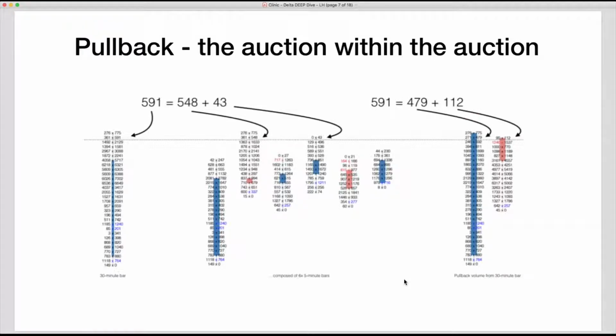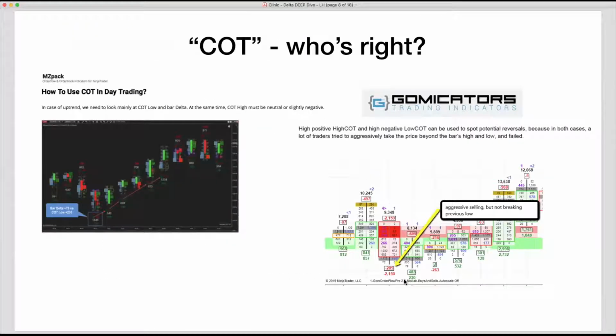So how can we work with this pullback delta? Well, these two vendors who are misusing the COT phrase can't agree on how to use it. MZPAC is saying that if we're in uptrends, then what we want to see is positive pullback delta. In other words, as we've come off the low, we want to see aggression. We want to see positive delta. We want to see buying pressure coming off the low. Yeah, that makes sense. Let's have market orders driving things up.